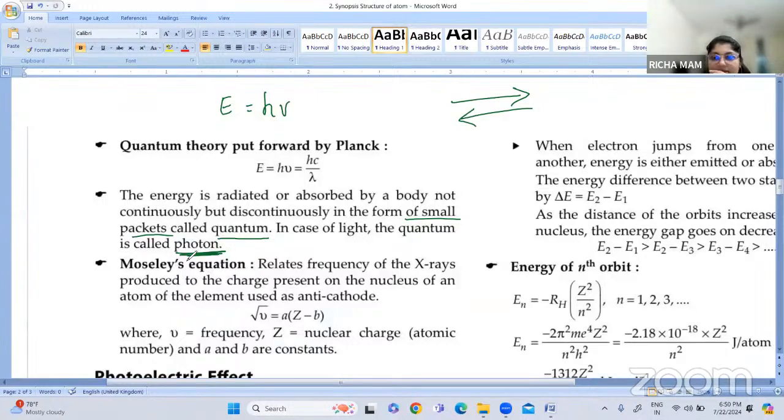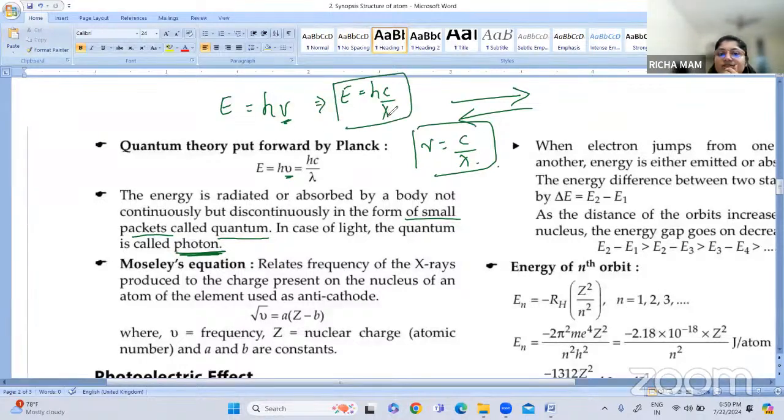Energy is represented by h into nu. We know that nu is equal to c by lambda. If we put this value in place of nu, we get E equals hc by lambda. This is Planck's quantum theory. Please remember this one formula, E equals hc by lambda. This was energy.